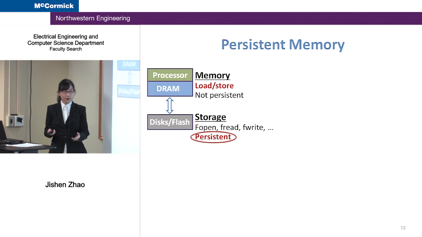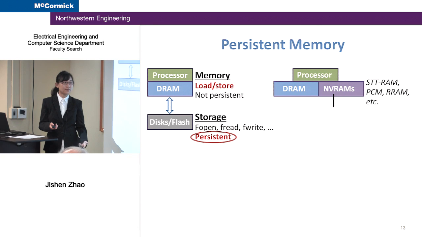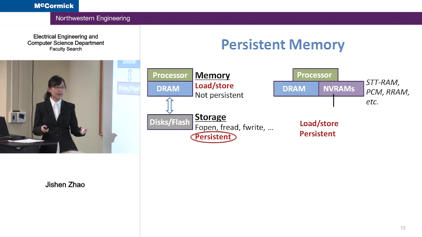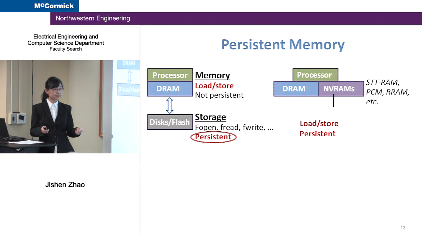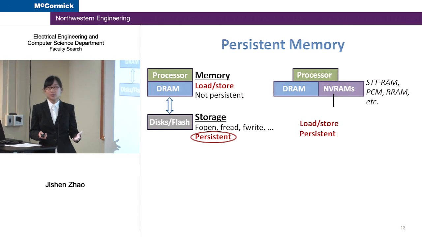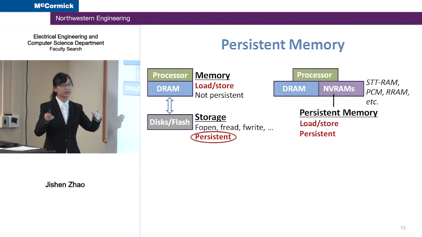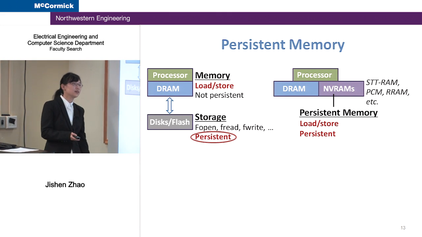However, when MRAM comes into the picture, things start to change. As we have seen, MRAM has both memory and storage properties. So it can bring in a new design opportunity called persistent memory. It is memory but also persistent.